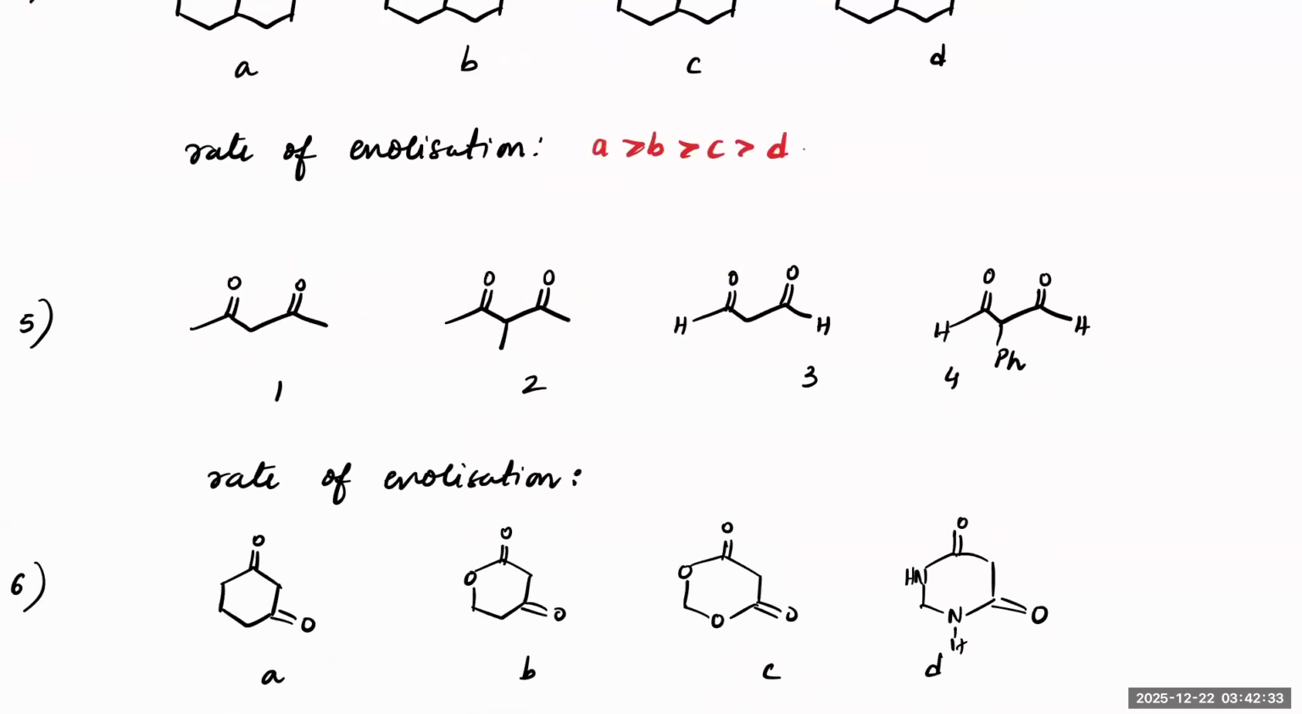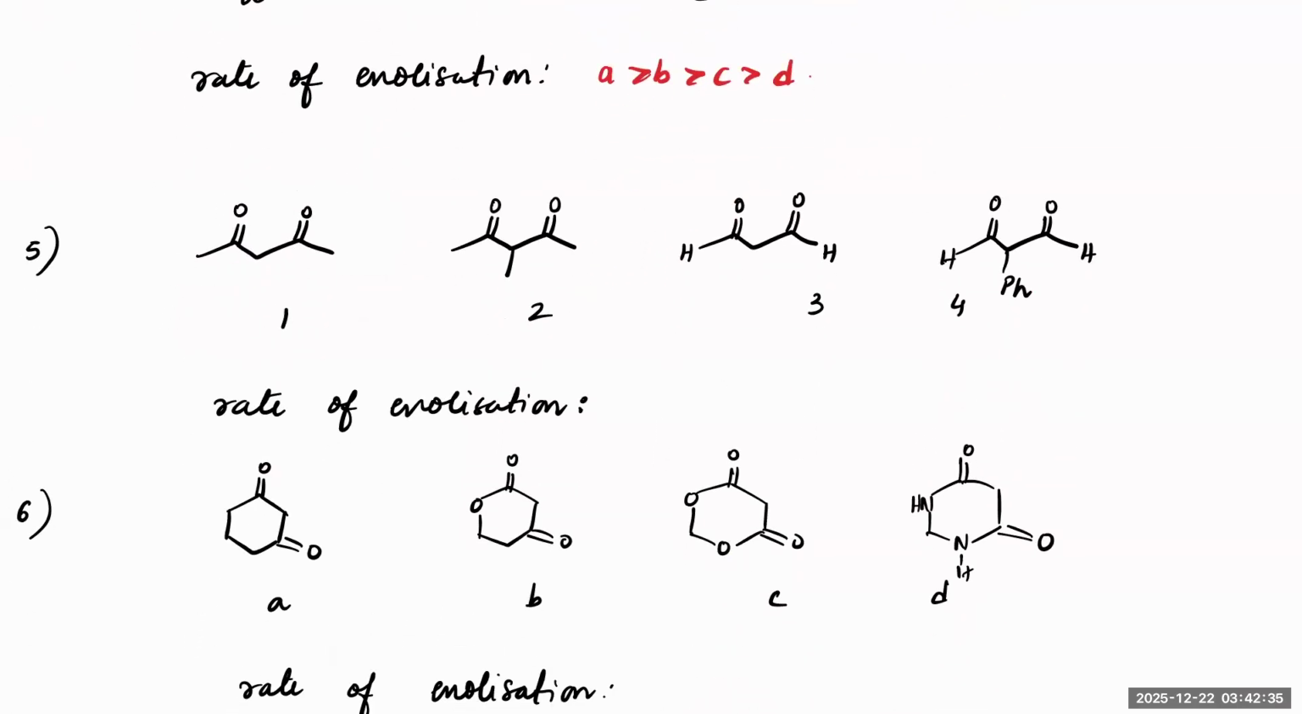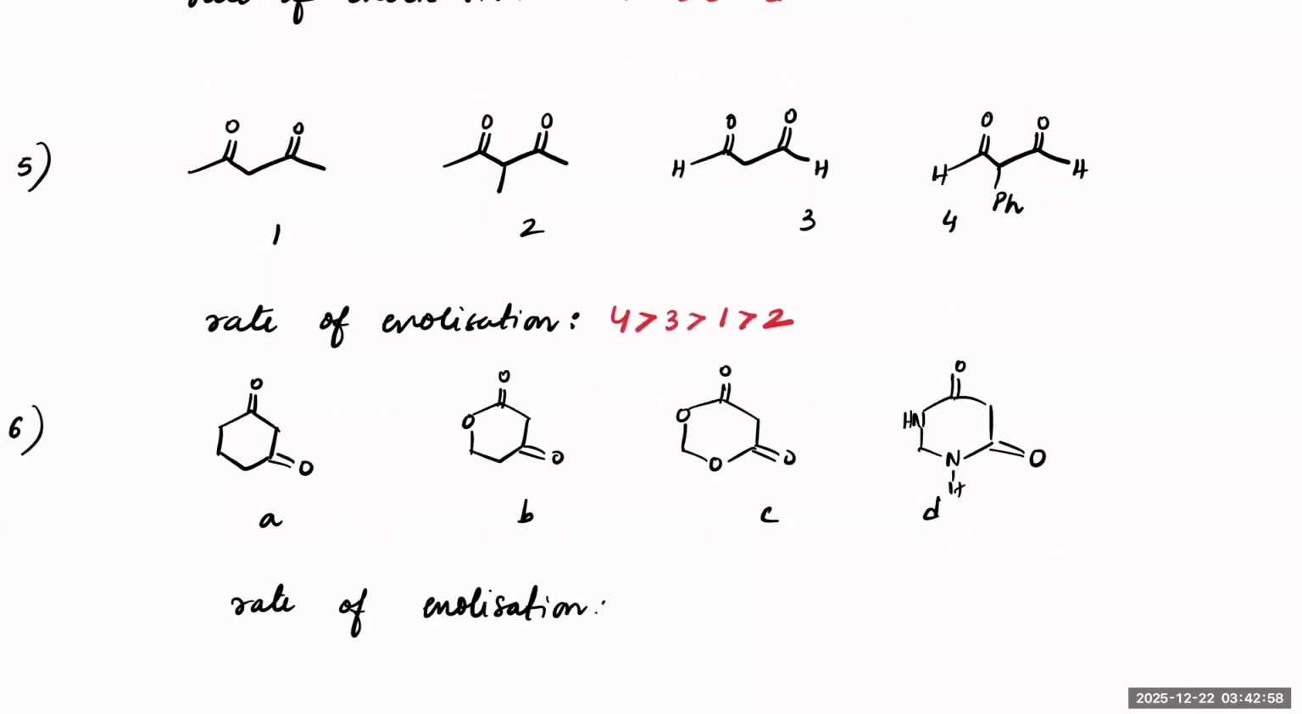Likewise, see the next case. Here, if you already have a minus charge and there is a methyl group, that minus charge is destabilized. And in the third, we do not have any methyl groups on left or right. Here, the minus charge which you will get is conjugated, resonance stabilized. So therefore, 4 will be much better than 3, then 1, then 2. So this is the order of enolization.